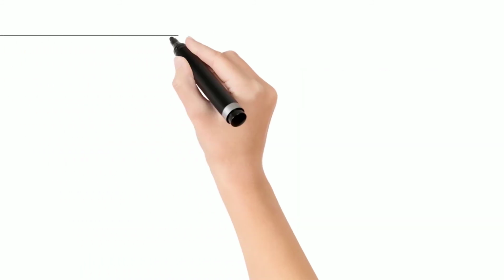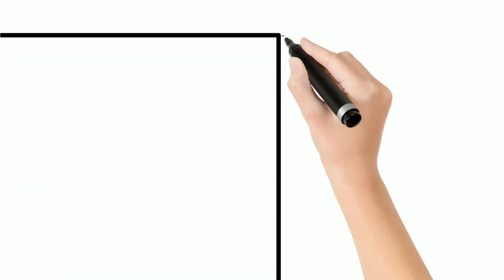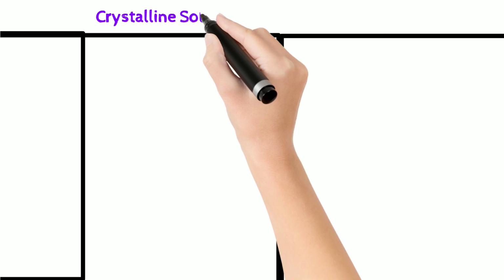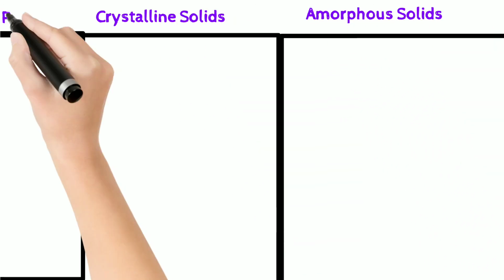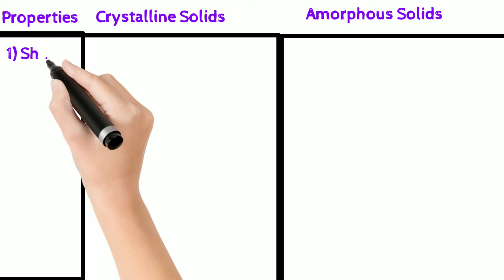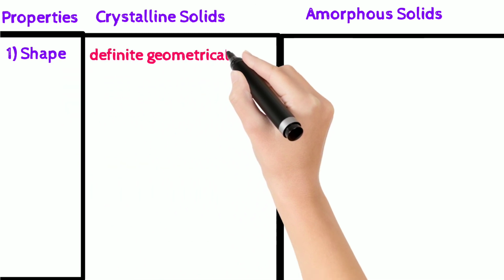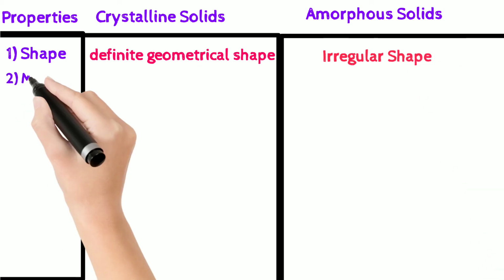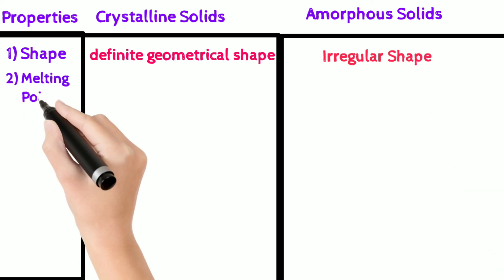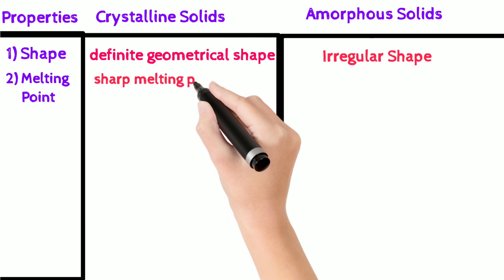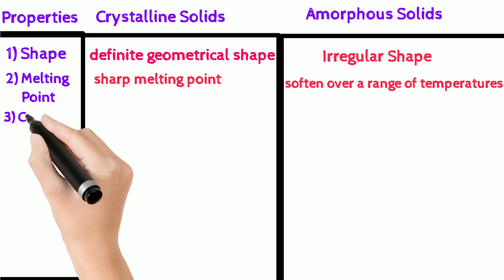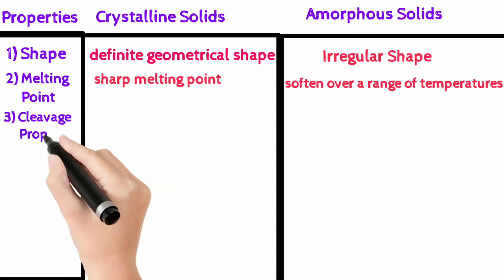Now let us quickly look at the differentiations between the crystalline and amorphous solids on the basis of certain properties. Here is our crystalline solids, now amorphous solids. Now the properties, for example, shape. Crystalline solids have a characteristic and geometrical shape. Amorphous solids are irregular in shape. Coming to the melting point, crystalline solids have a sharp melting point, while amorphous solids soften over a range of temperatures. The next point is cleavage property.